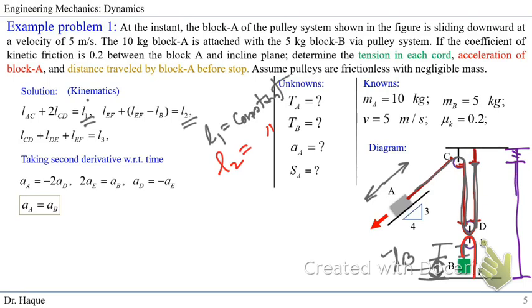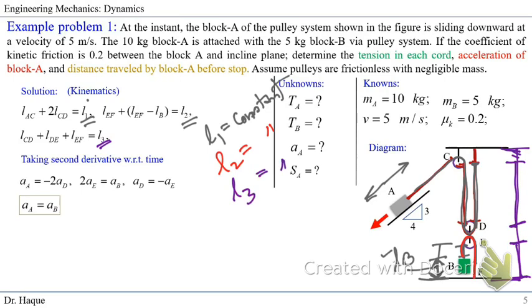So this CD length up to here, and then the length between D and E pulley, we can assume it as a DE length, and the final length that we have is EF here. And this height from the ceiling to the ground is always fixed. We can call it L3. So again, L3 is constant.